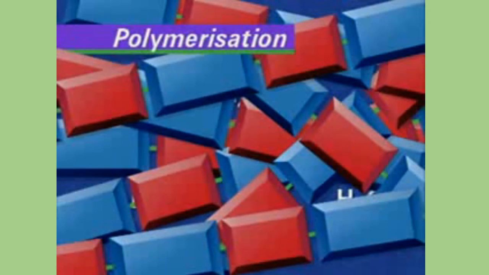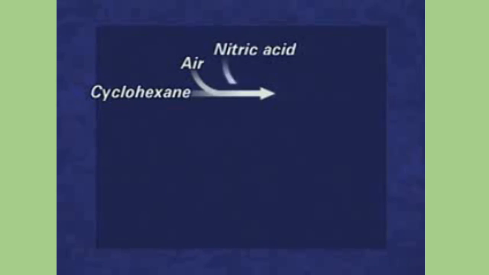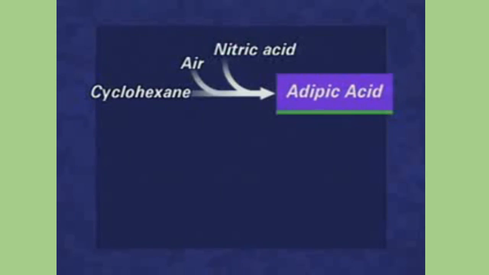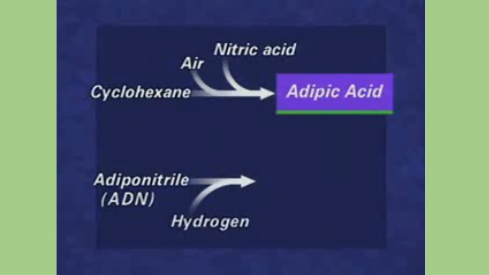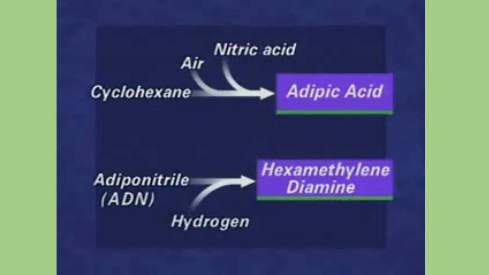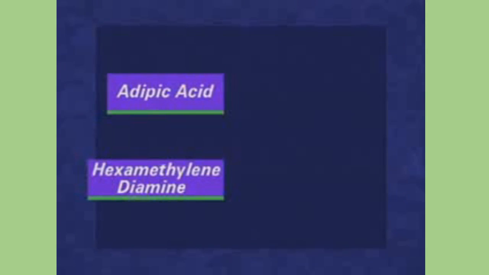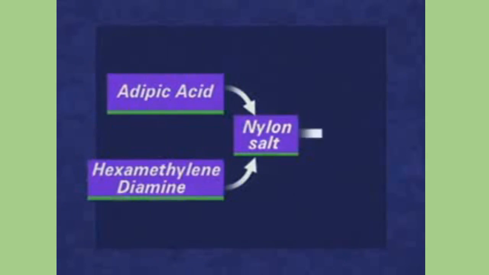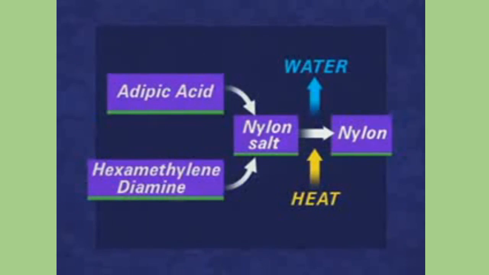The raw materials used to make the two monomers are cyclohexane and adiponitrile. These are both derived from crude oil. Cyclohexane is oxidized, first by air and then by nitric acid, to give adipic acid. Adiponitrile is hydrogenated to give hexamethylene diamine. The two monomers first react to form a salt. Heating the salt to drive out water produces nylon.